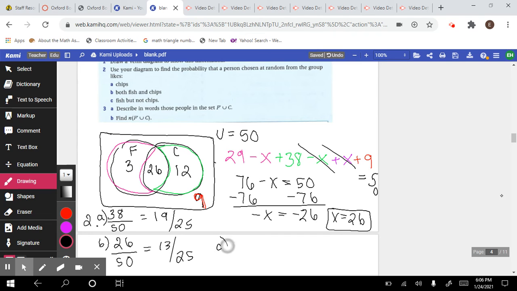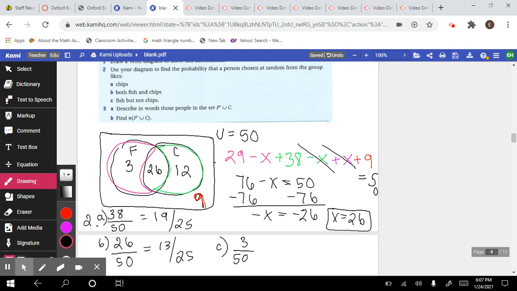Okay, so C, fish but not chips. Once again, now that we have this all figured out, where we have individual categories, just the fish category would be this pink part. Fish but not chips. That's, oh, nope, 3 out of 50, not 25. So those probabilities are so much easier to find when your Venn diagram is super accurate.